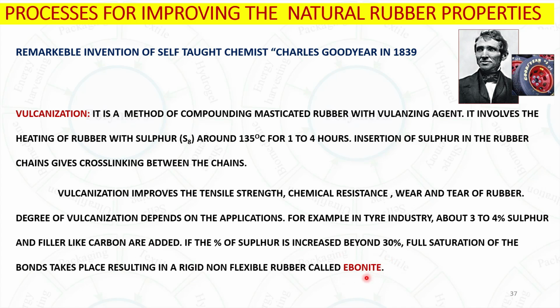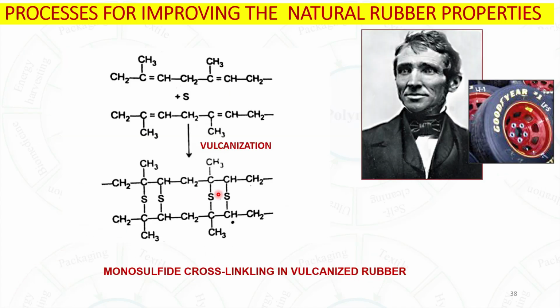See, in your junior classes, say in your 7th or 8th class, you definitely have done this charging process with the help of an ebonite rod. That ebonite rod is basically a kind of rubber which has a very high percentage of sulfur. Please remember, this ebonite is obtained by the process of vulcanization. And this is the process.